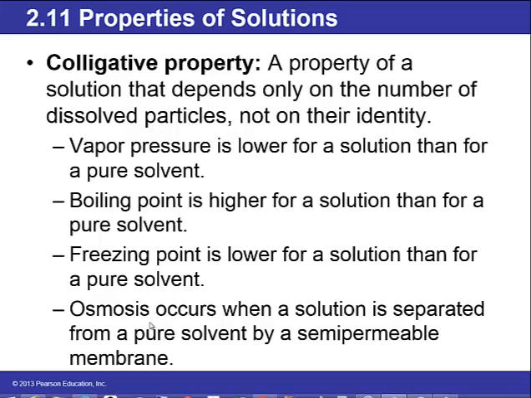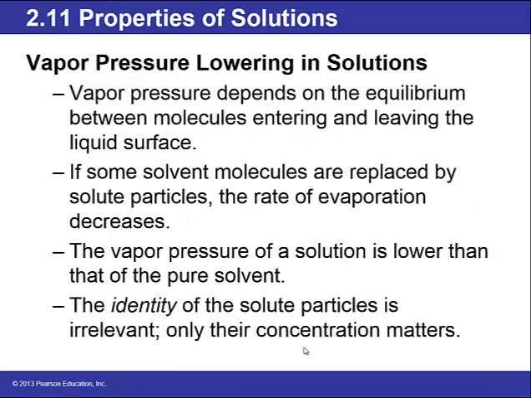And then osmosis is going to occur from an area that has a high water concentration, down its concentration gradient, to an area of lower concentration. So it's going to move towards the solution that has higher dissolved particles in it than the other solution. So our vapor pressure is lower in solutions than in pure solvents. So what does this exactly mean?